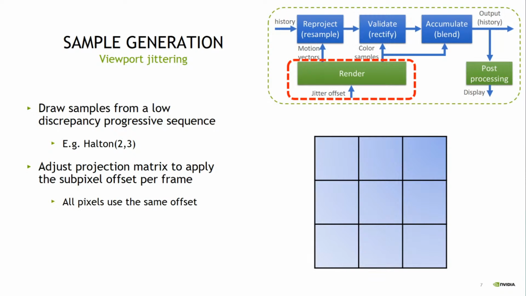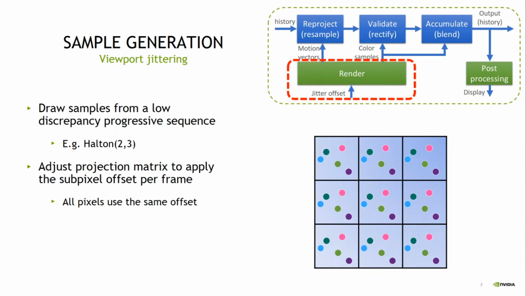In order to perform supersampling, we apply a jitter offset to each frame's viewport. This offset is added to the projection matrix before the frame is rendered, so all the pixels in the frame have the same offset. We generate the per frame jitter offset from a low discrepancy progressive sequence to make sure that it has good spatial distribution over time, and this property holds regardless of where we start from the sequence. Here I'm showing the first 5 samples from the Halton sequence of base 2 and 3 in the X and Y dimensions. This is a pretty popular sequence used by many TAA implementations.